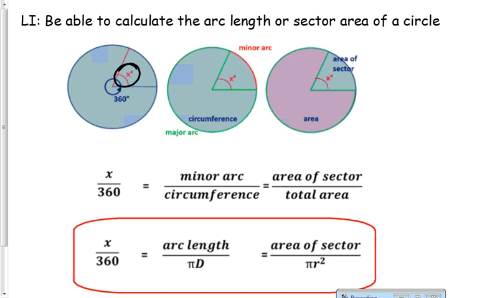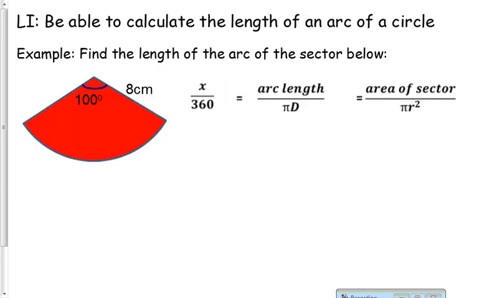So we have a formula that we can use, which is x over 360, so the angle over 360, is equal to the arc length divided by circumference, which is pi d, which is equal to the area of the sector divided by the total area, which is pi r squared. So let's see how we use this.